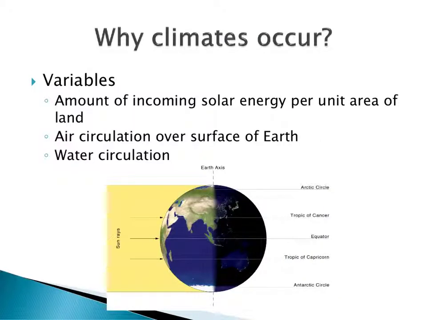So why do climates occur? There's really three main variables, which we're going to break down further in a second. The first one is the amount of incoming solar energy per unit of land. In other words, that is how directly the sun hits where you live. If you look at the diagram at the bottom, it is a picture of the globe at a perfect 90-degree angle, straight up and down, where the sun's rays would definitely hit the equatorial region most directly. Air circulation over the surface of the earth and water circulation are the other factors.